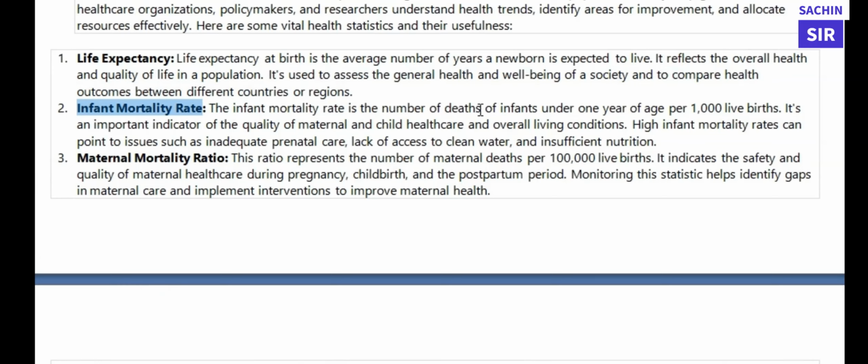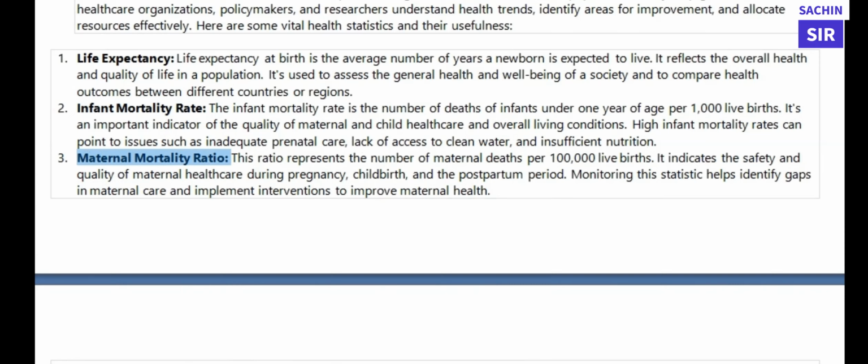Infant mortality rate. The infant mortality rate is the number of deaths of infants under 1 year of age per 1,000 live births. It's an important indicator of the quality of maternal and child health care and overall living conditions. High infant mortality rates can point to issues such as inadequate prenatal care, lack of access to clean water, and insufficient nutrition.